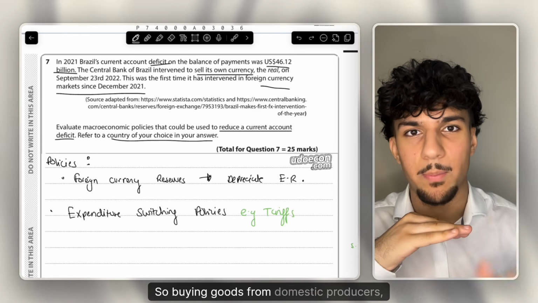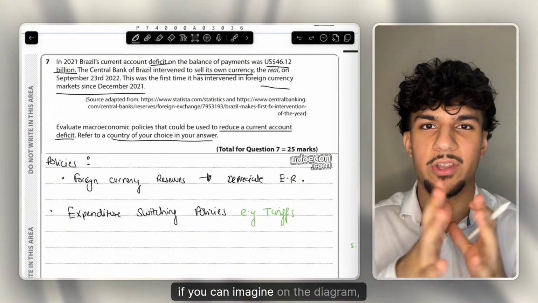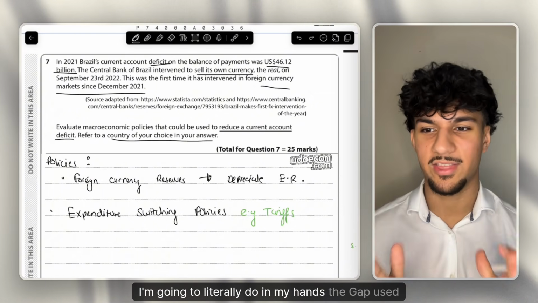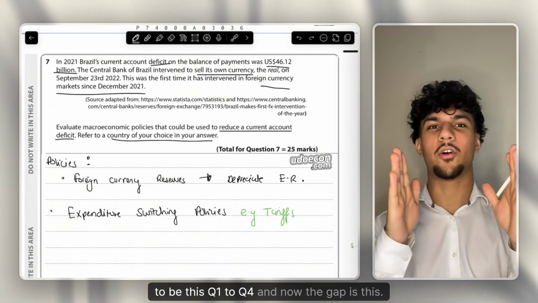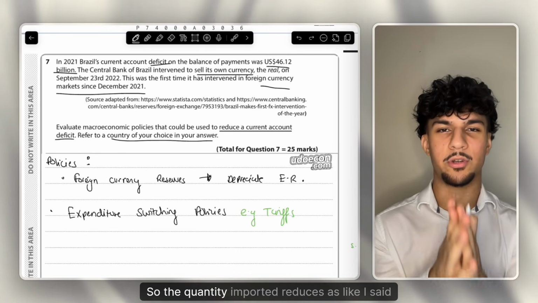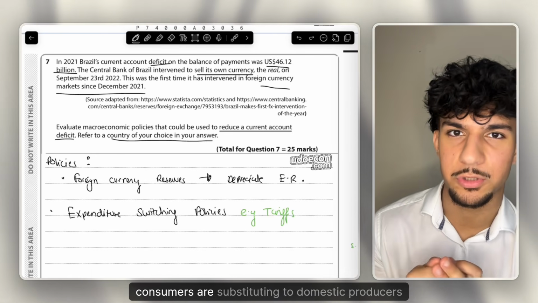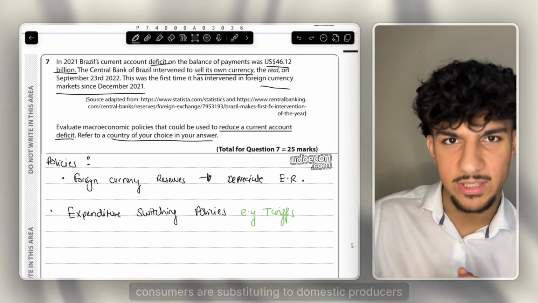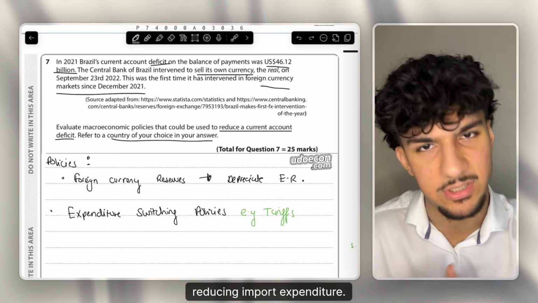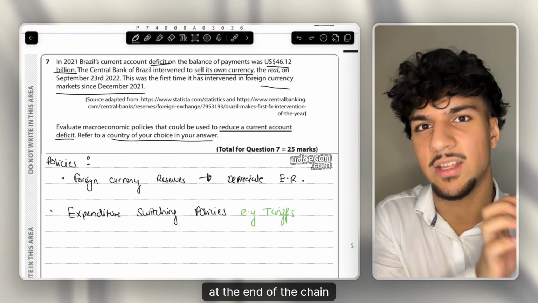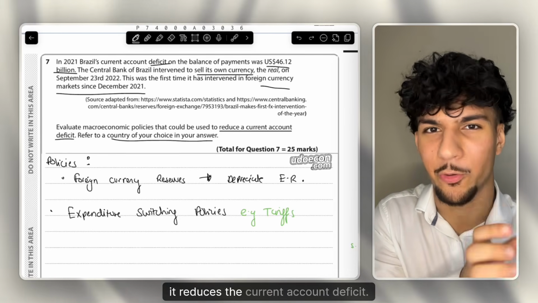So they are buying goods from domestic producers, which, if you can imagine on the diagram, I'm going to literally do it with my hands. The gap used to be this, Q1 to Q4, and now the gap is this. So the quantity imported reduces. Like I said, consumers are substituting to domestic producers instead of importing, thus reducing import expenditure. And like I said, at the end of the chain, it reduces the current account deficit.